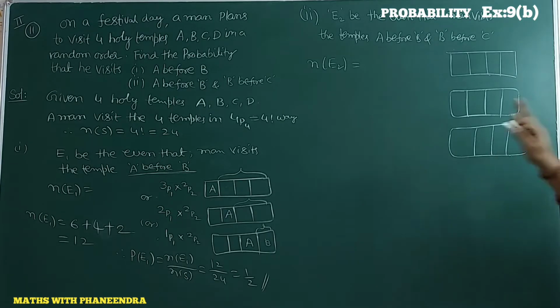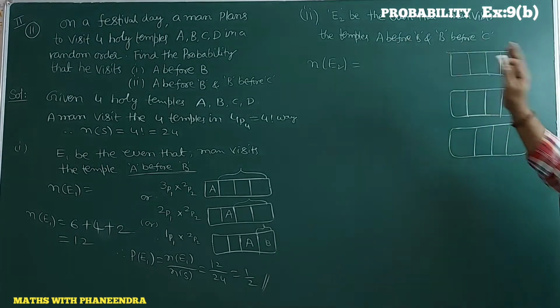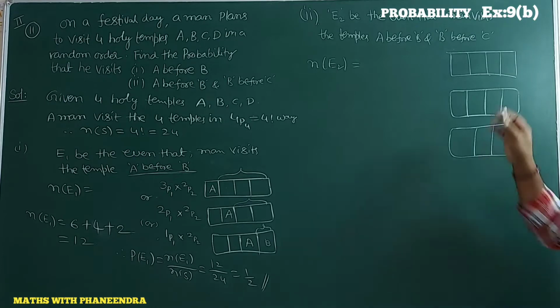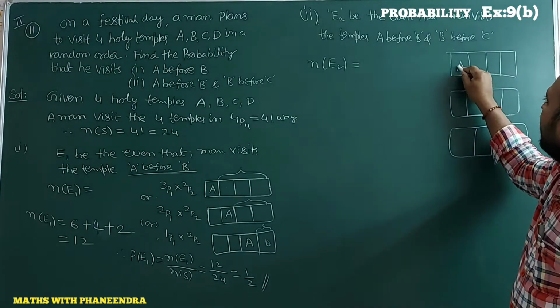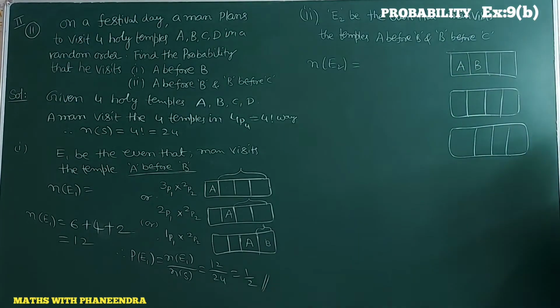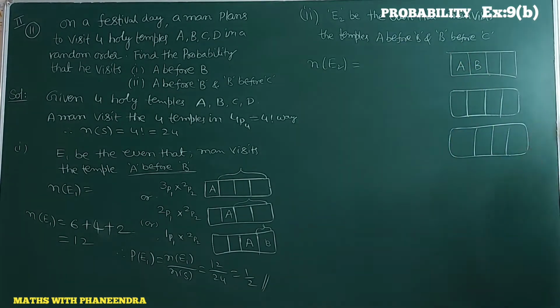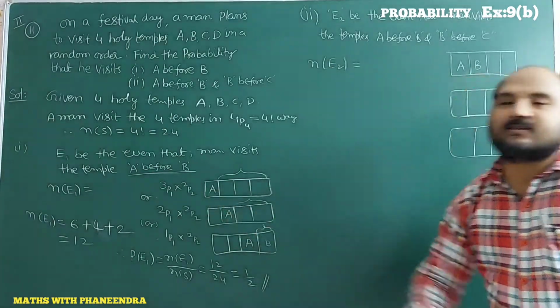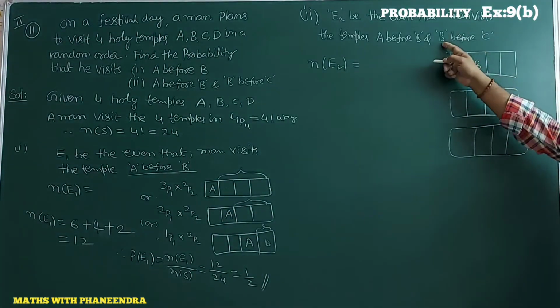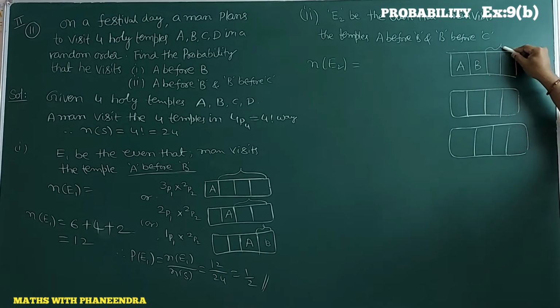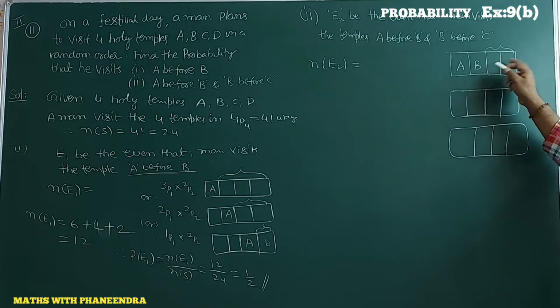In this 2, AB we can take it. In the first case, suppose if we take A, B like this way, A before B only, no? This already done. A before B already we got the case. So remaining B before C means for C the possibilities are these two.